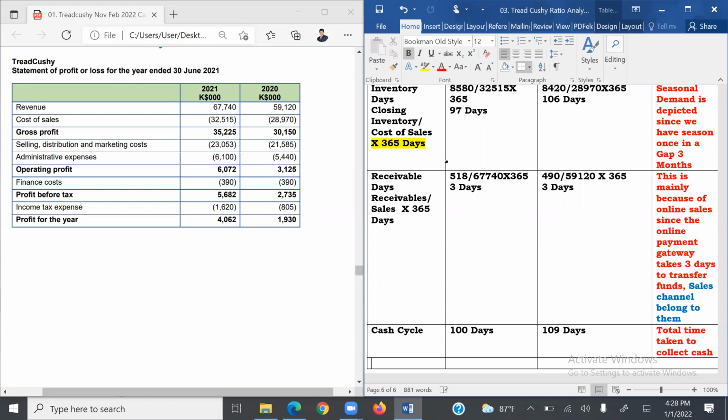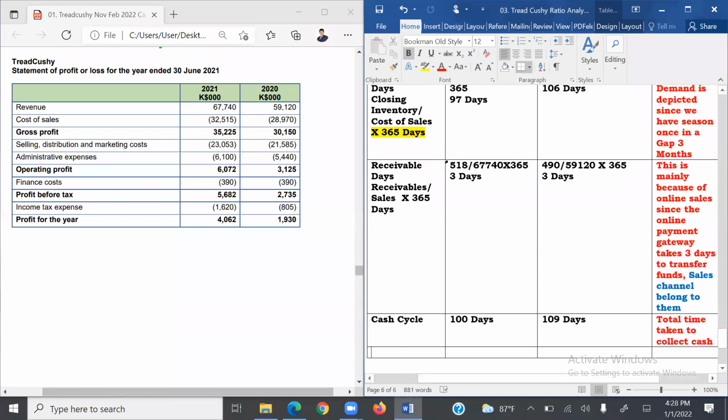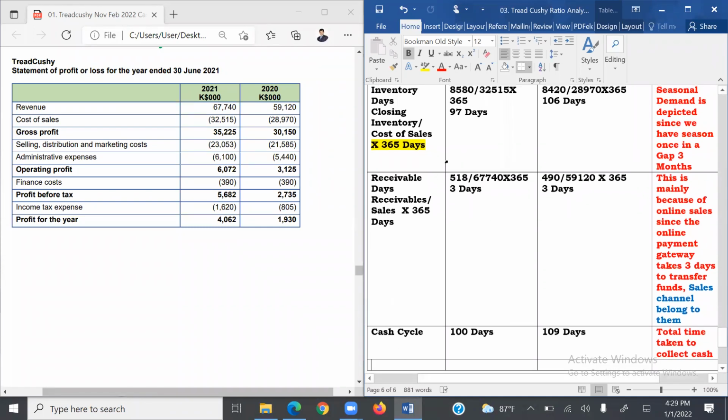is the cash cycle. Students, are you clear with the explanation of the inventory days, the receivable days, and the cash cycle? Are you fine with that, students? Because that is critically important for you all to get that basement stronger. Thank you very much, students.